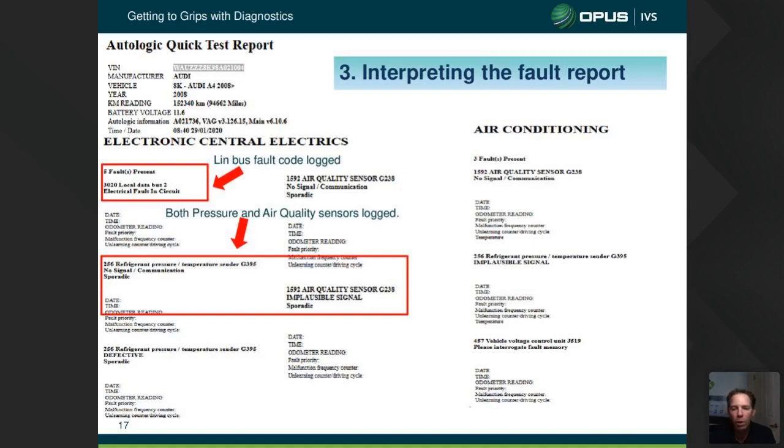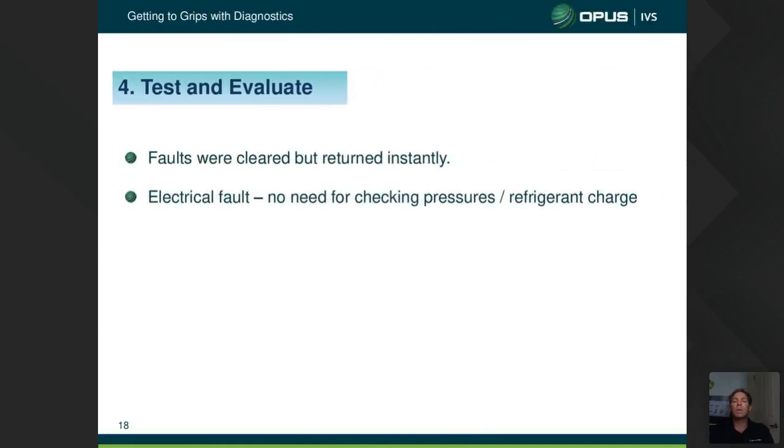That's if I was just looking at a pressure one, but it's a communication fault. It's not a low pressure code. It's not a high pressure code. It's some sort of communication fault. And this one over here is an implausible signal as well. So in this particular case, they cleared the codes and then turned the system back on. The faults came straight back, and that tells us it's a hard fault. It also told us, because they were comms faults, it's an electrical fault, so we didn't need to put the pressure gauges on or check the charge in the system.